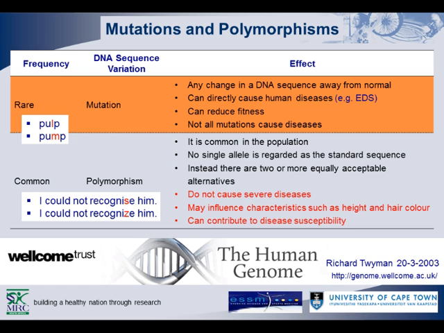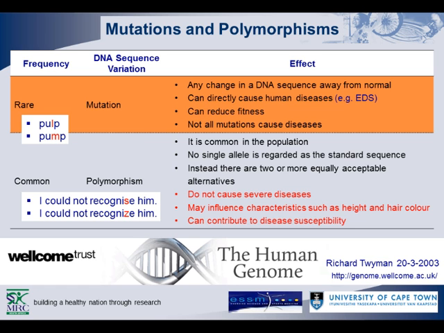Just to recap, I know you've had an introductory lesson. What's the difference between a mutation and a polymorphism? A mutation is often used to identify a disease-associated sequence variant, whereas a polymorphism is usually common in the population and is not causative of the disease, but is associated with the disease.